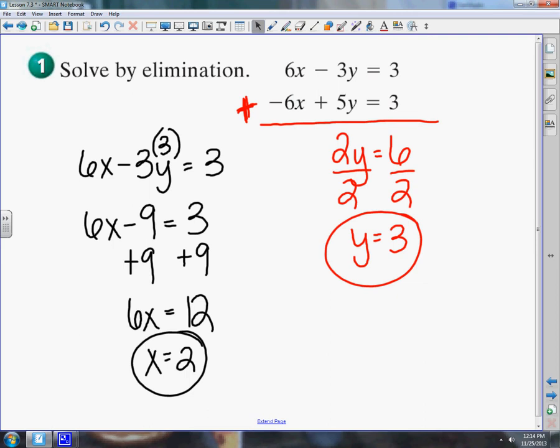Now, on your test, you're going to really want to make sure that you plug both of those numbers into both equations and they work. So 2 and 3. If I put 2 and 3 in, 6 times 2 is 12, minus 9, does that equal 3? Yes. Negative 6 times 2 is negative 12, plus 15, does that equal 3? Yes. So they both work for both equations.